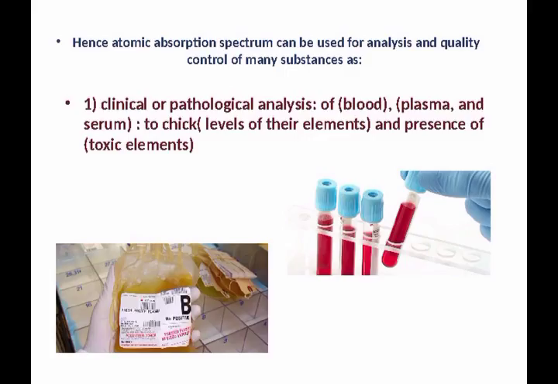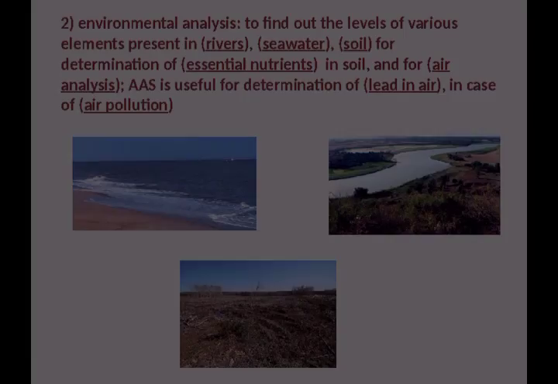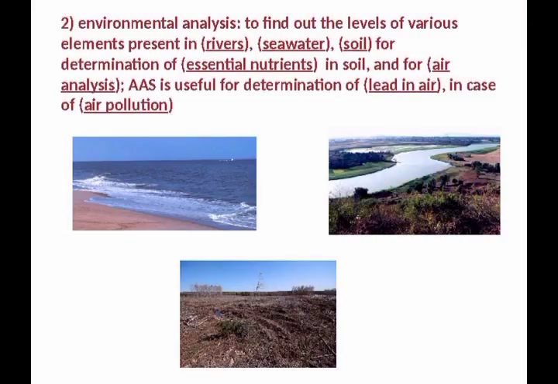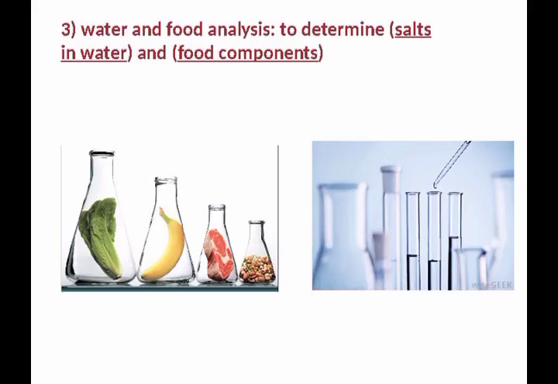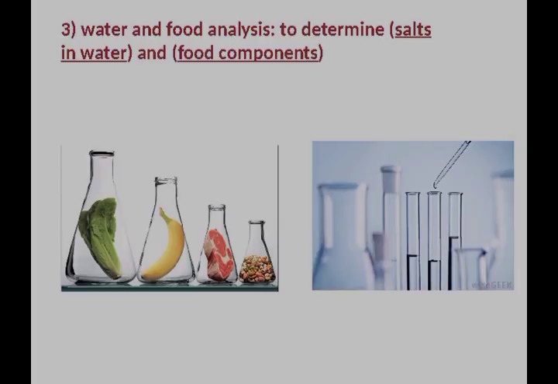So, atomic absorption spectrometry can be used for analysis and quality control of many substances, such as clinical or pathological analysis of blood, plasma, and serum to check levels of their elements and presence of toxic elements. Environmental analysis to find out the levels of various elements present in rivers, seawater, and soil for determination of essential nutrients in soil, and for air analysis, it's useful for determination of lead in the air in case of air pollution. Water and food analysis to determine salts in water and food components.